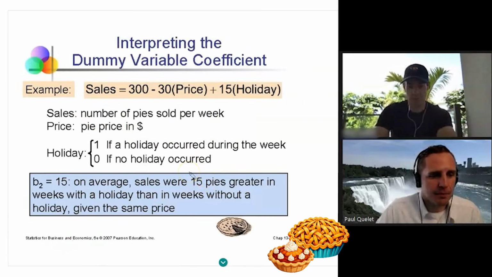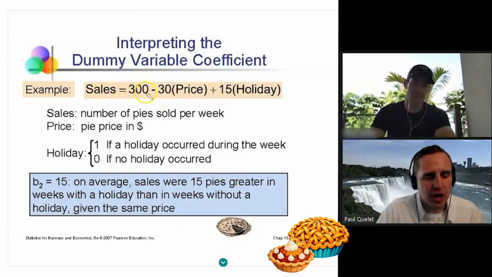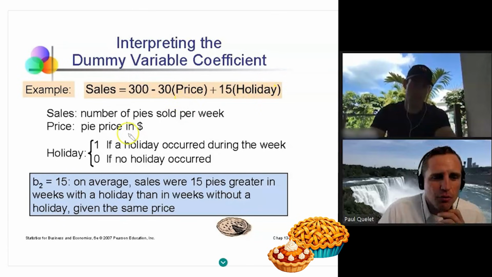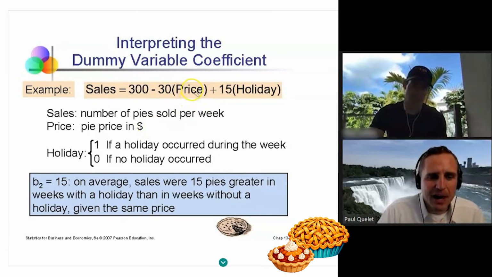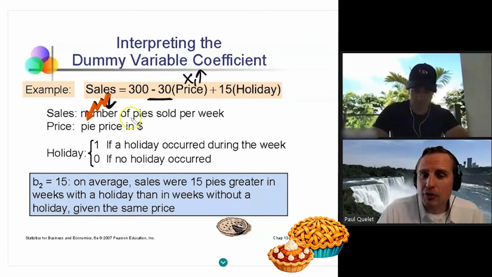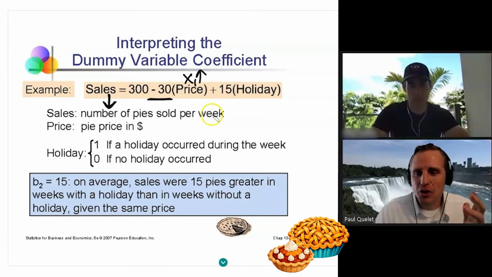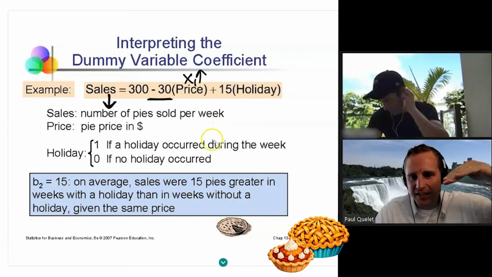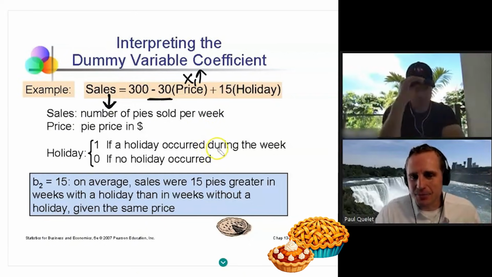Okay, here's another example. Suppose you want to look at some dummy variables. Let's suppose sales is equal to 300 minus 30 times the price plus 15 times the holiday variable. Price is the price in dollars, and you'd expect that if the price, let's call that X1, increases, then there's a minus here. That means the number of sales should decrease, right? Generally, when we look at supply and demand curves, the whole idea is that as price increases, the demand decreases because people don't demand things as much if it costs more.